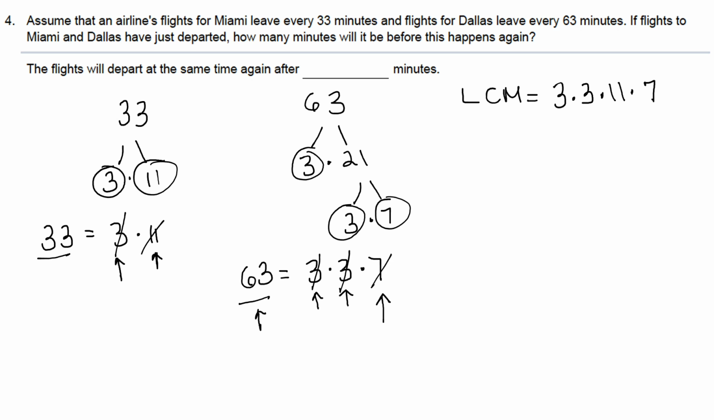Now that I looked at all of the factors in each of those numbers, I know that my LCM is 3 times 3 times 11 times 7. To find the LCM, now we'll just multiply those numbers together. When you multiply 3 times 3 times 11 times 7 together, you get 693. Therefore, the flights will depart at the same time again after 693 minutes.